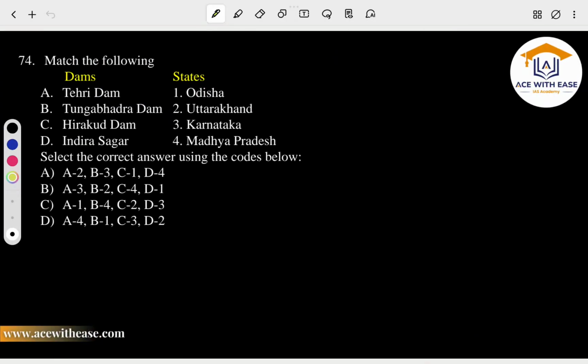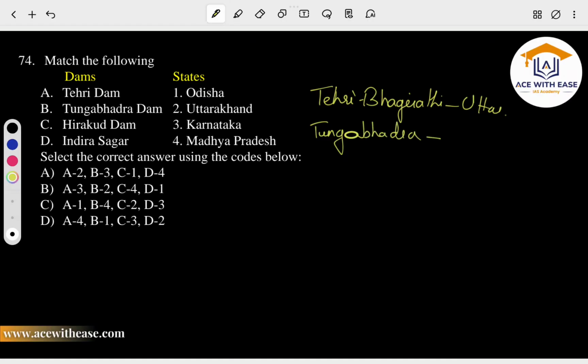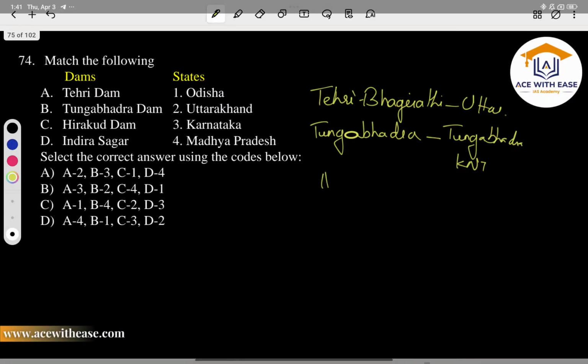74th. Match the following dams and the states. Tehri Dam is present in the Bhagirathi river. So I'll just write it here. Tehri Dam is present in the Bhagirathi river in Uttarakhand. Then we have Tungabhadra. It is present on the Tungabhadra river in Karnataka.